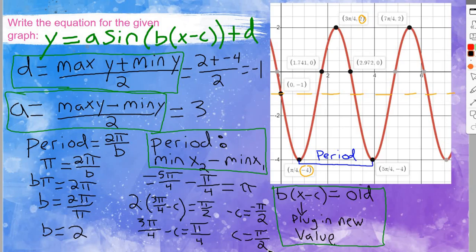And then once we have all of those variables, we can just put them all together. So I have y equals, our a value was 3, our b value was 2, our c value we just found as pi over 2, and our d value was negative 1. So then that would be our final equation.